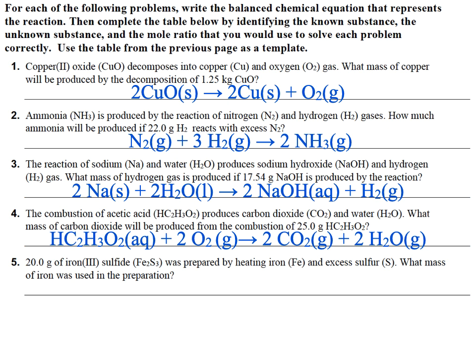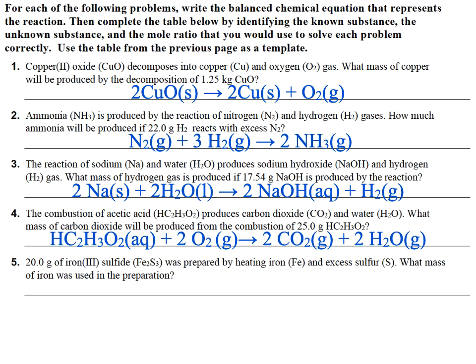Here's the correct balanced equation. HC2H3O2 plus 2O2 yields 2CO2 plus 2H2O. On the left side, I have 4 H's, H plus H3. On the right side, I have 4 H's, 2 times H2. I have 2 carbons on the left, C2. I have 2 carbons on the right, 2C. I have 2 plus 4 is 6 oxygens on the left, and on the right, 2 times 2 is 4, plus 2 times 1 is 2, 6 on the right.